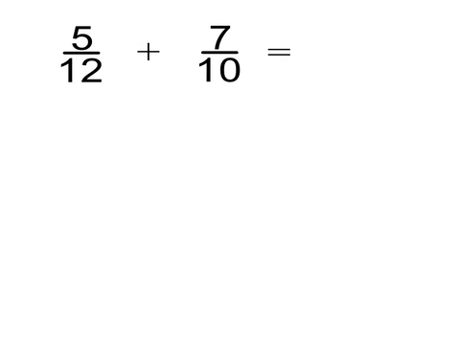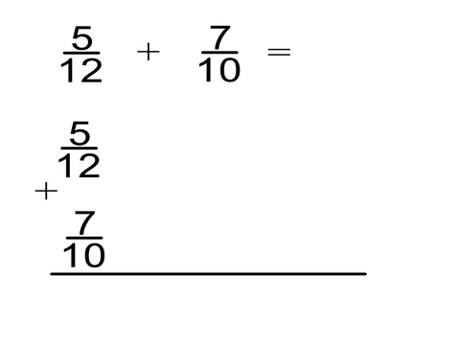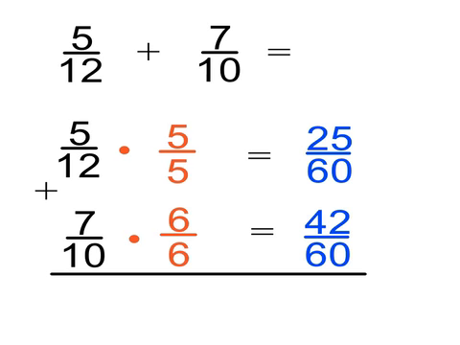5/12 plus 7/10. For showing our work, we'll write these two fractions in a vertical manner as shown, and we'll apply the equal fractions property. We're going to multiply the 5/12, both numerator and denominator, by 5, and in the 7/10, both numerator and denominator by 6. And that's going to give us 25/60 plus 42/60.